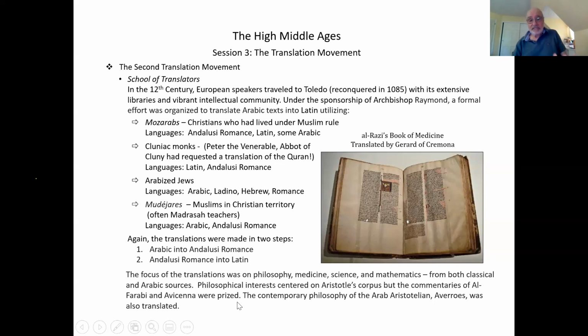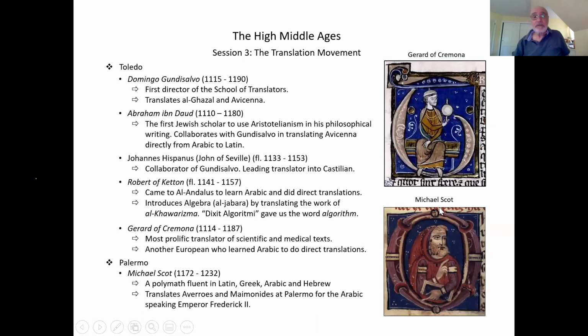The focus of the translations was on philosophy, medicine, science, and math, from both classical sources and Arabic sources. Philosophical interest centered on Aristotle's corpus, but the commentaries of famous Arab thinkers like Al-Farabi and Avicenna were prized. The contemporary philosophy of the Arab Aristotelian Averroes was also translated. He was alive and active during this period.